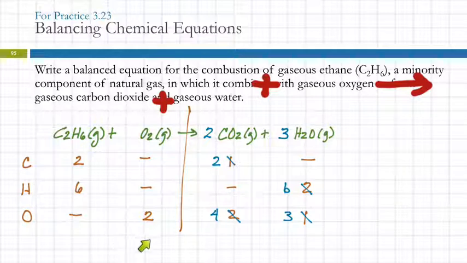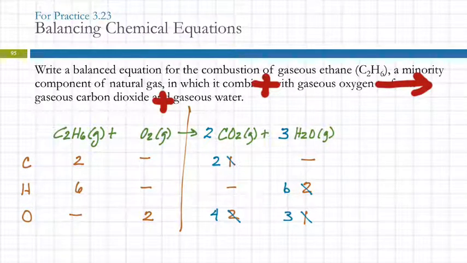Okay. So here we've got 2, and here 4 plus 3 is 7. I need 7 oxygens on the reactant side. Yeah, I could do 7 halves. So if that makes sense to you, you're fine. I'm not going to explain that. Some of you are like, oh, I hate fractions. It's the F word, right? No fractions. Okay, well, I have an even number here and an odd number there.